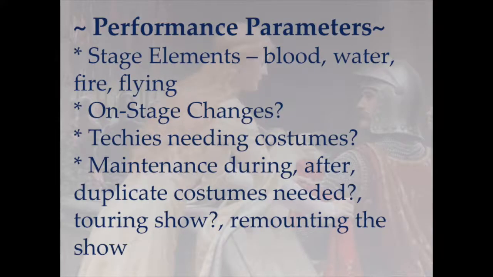More things to think about are performance parameters. Stage elements such as blood, water, fire, flying. Blood is every costumer's nightmare. It's really hard to get out of costumes. When I think about how in Shakespeare's time they actually used real blood bladders and pig's blood, I have no idea how they got that out of costumes, because now we have all of the washers and dryers in the world and technology and Shout. And yet costumers always are upset when there's fake blood.